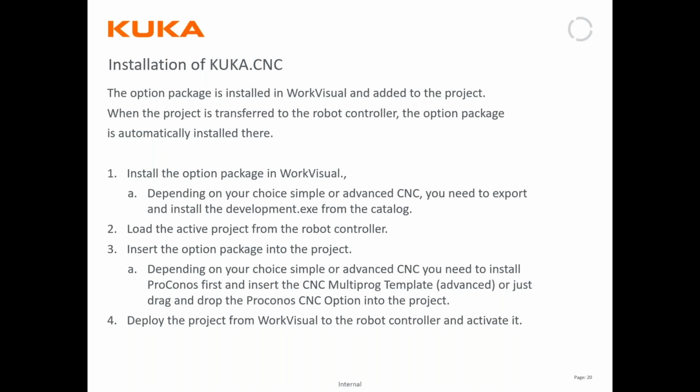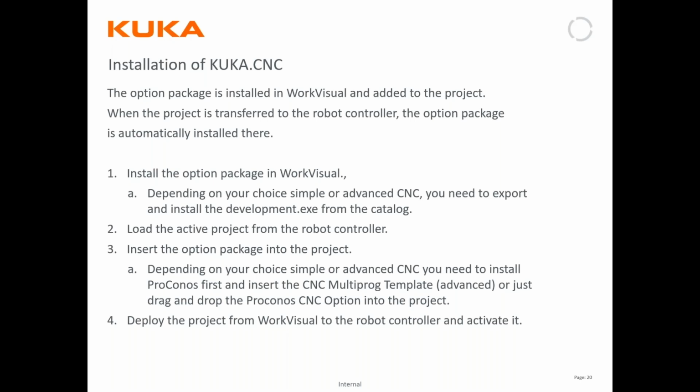Then comes the installation of KUKA.CNC. The option package is installed using Work Visual and further added to the project. When the project is transferred to the robot controller, the option package is automatically installed there. You can install the option package in Work Visual first. Depending on your choice, whether you want a simple version of CNC or the advanced version of CNC, you need to export and install the development file from the catalog itself.